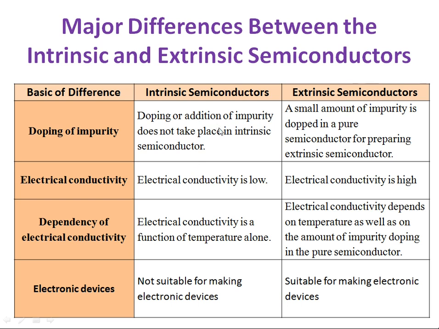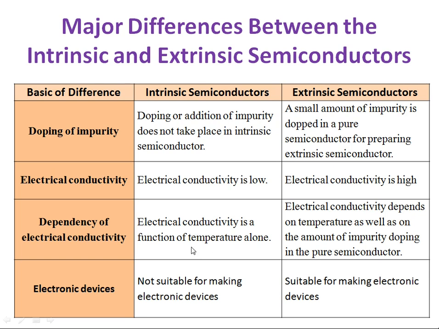Intrinsic means pure, we are not adding any impurities, so doping or addition of impurity doesn't take place in an intrinsic semiconductor. But here we are adding a small amount of impurities. Why should we add that impurity? Because we need to make the material electrically conductive. The electrical conductivity is low when there is no impurity, but here it is high because of the presence of impurities.